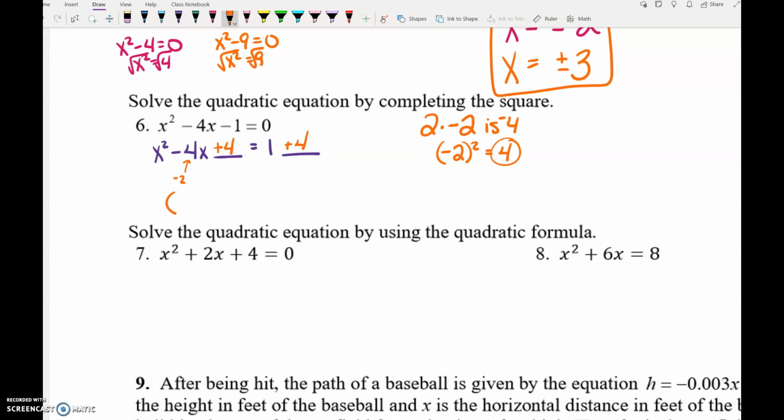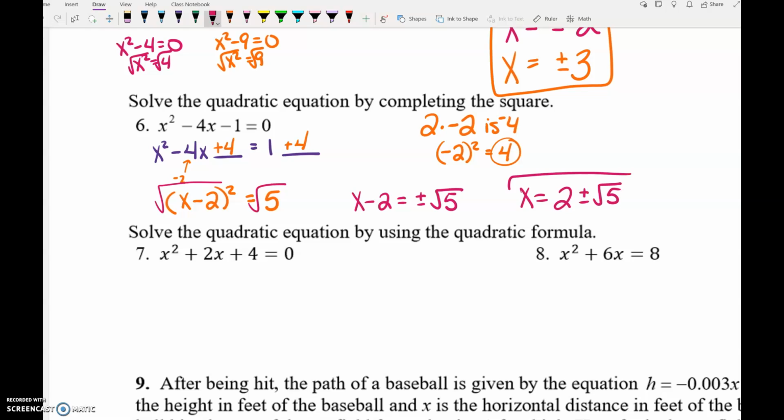This then factors into x minus 2 squared, and on the right side we have 5. Now it's just like the problems like number 3 and 4 that we solved using square roots. Square root both sides. X minus 2 equals positive or negative square root of 5. Add 2 to both sides to get 2 plus or minus the square root of 5. And that's multiple choice, so you'll be able to select that answer.